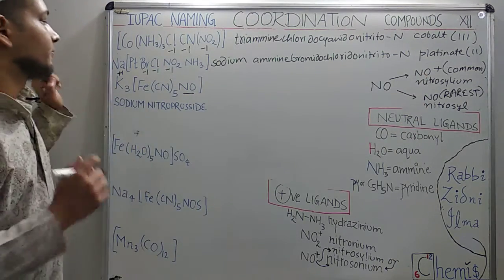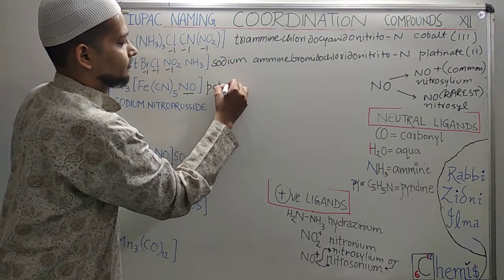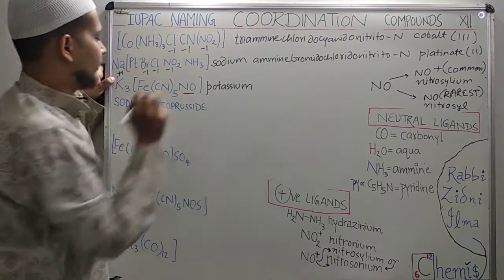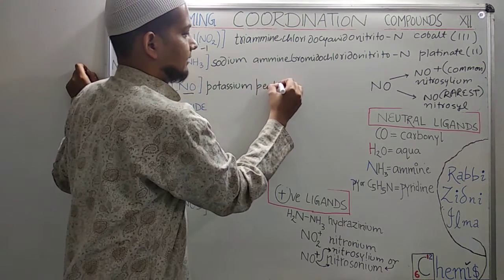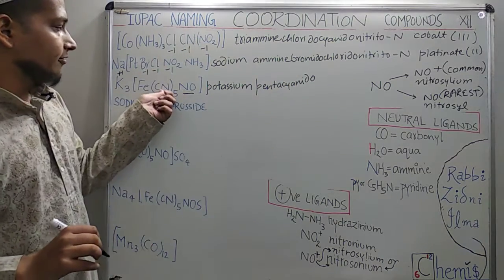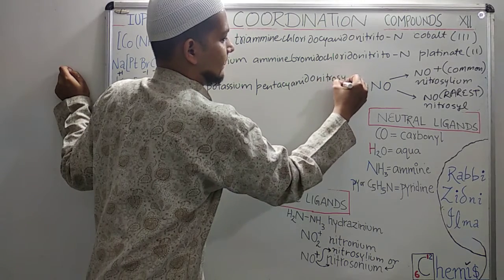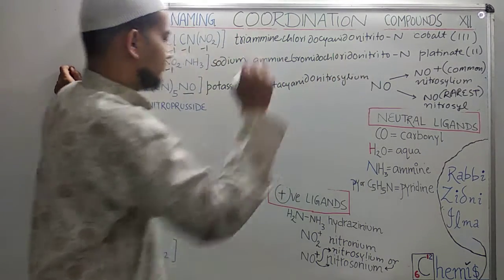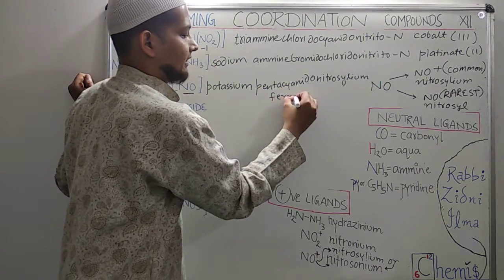Now look here. If we consider this, we will write down potassium. Next up we have 5-cyanido, pentacyanido. Then we move on to 5-NO. NO is nitrosylium. Next we have Fe, that will be written as ferrate.